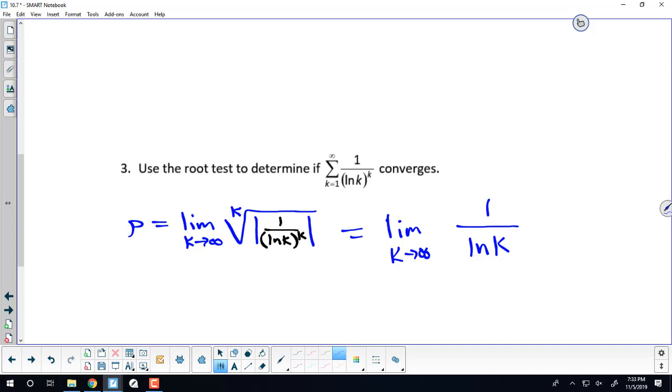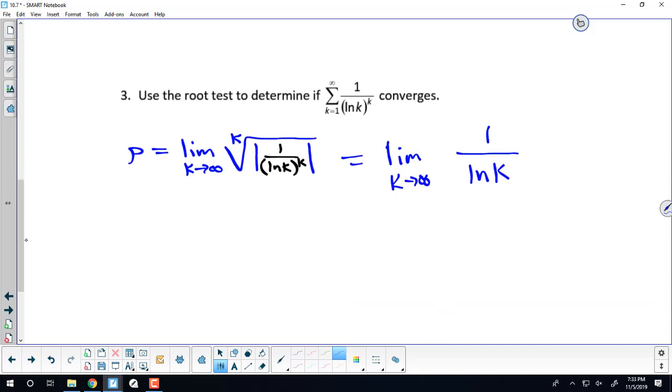Does that make sense? Our simplification here. The kth root of 1 is 1. The kth root of ln of k to the k is just ln of k. So that limit is equal to what? 0. In other words, our root rho is equal to 0. We have 0 less than 1. A given series converges.